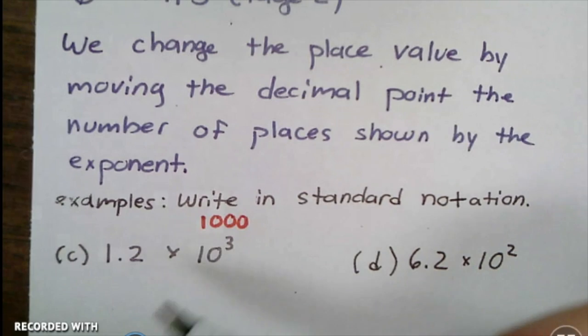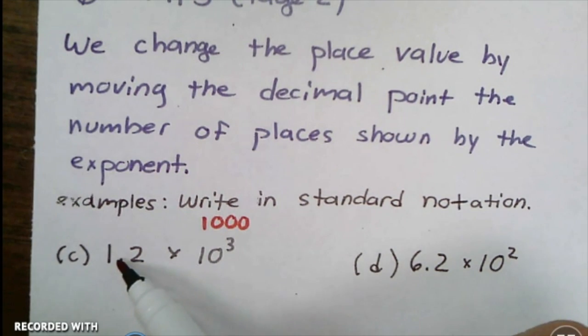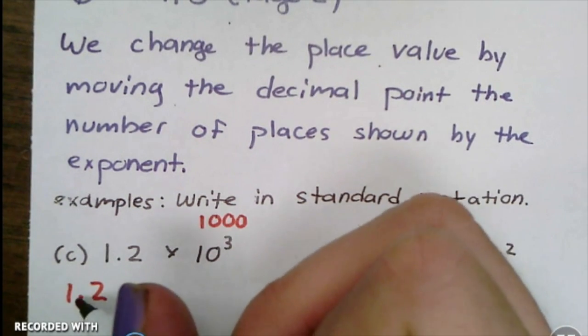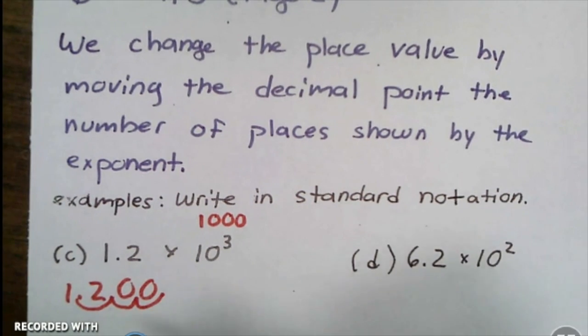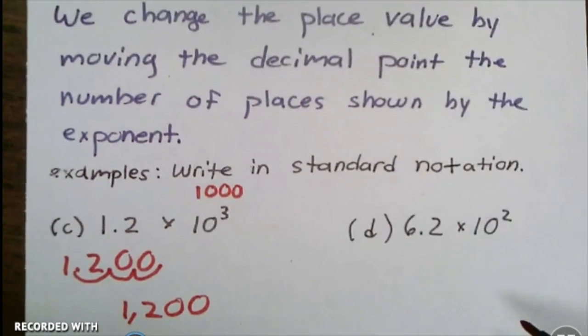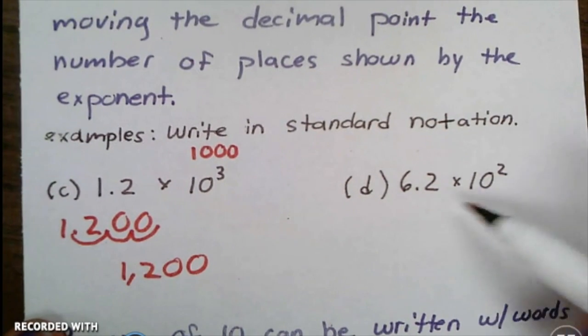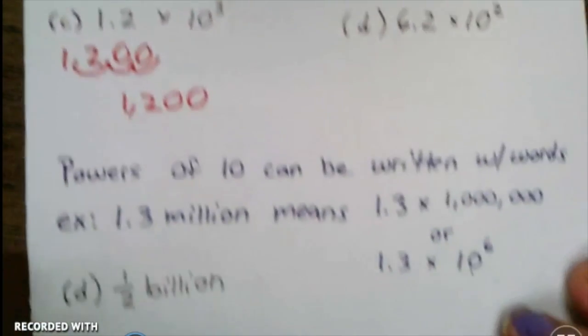So when I want to write this in standard notation, it just means I'm going to swoop this decimal 3 times to the right. So if I rewrite it here so we can see what's happening, we're going to go 1, 2, 3, put in those zeros, and my new answer will be 1,200. Here's another example for you. I want you to try this one on your own. So you're going to swoop it how many times? Good. To the right. Write what your answer is.